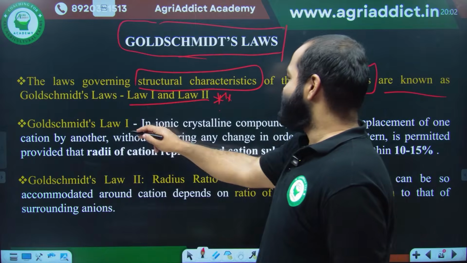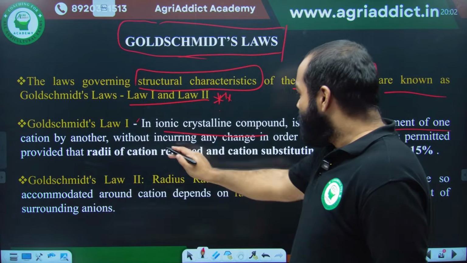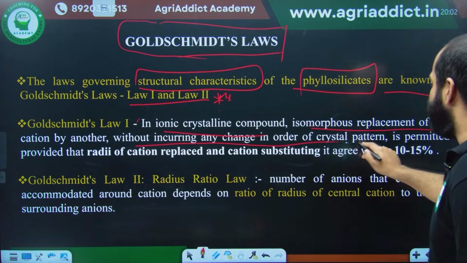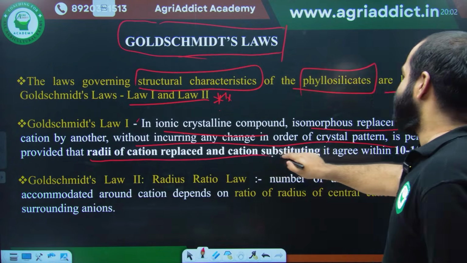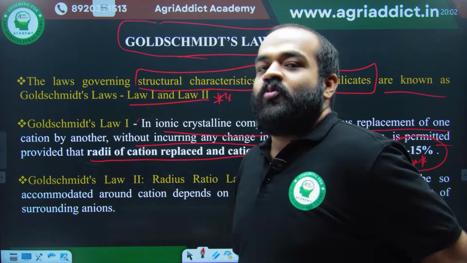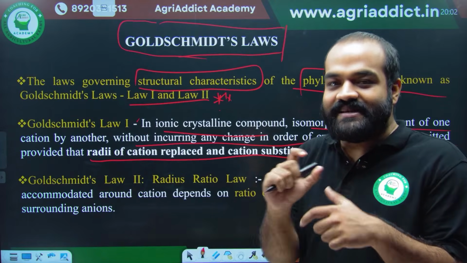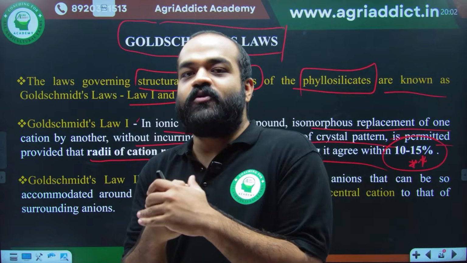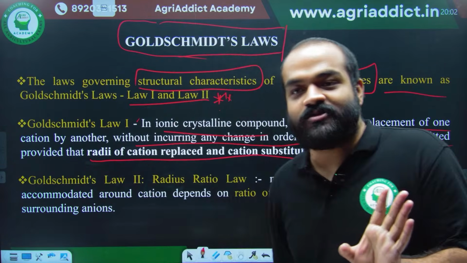Law 1 tells that in an ionic crystalline compound, isomorphous replacement of one cation by another without incurring any change in the order of the crystal pattern is permitted, provided that the radius of the cation replaced and the cation substituting agree within 10 to 15%. This value you have to remember. What does it mean? Isomorphous substitution will occur only when the radii of both cations agree within 10 to 15%. If the difference between them is more than 10 to 15%, there will be no isomorphous substitution.